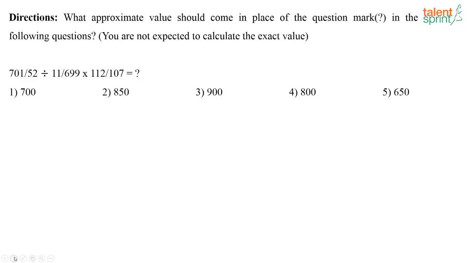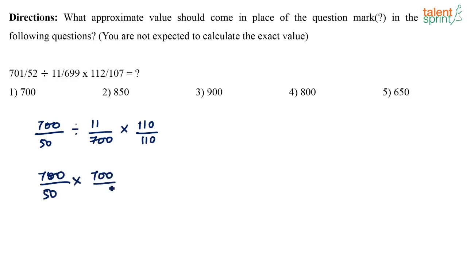Next one. 701 divided by 52 divided by 11 by 69 into 112 divided by 107 is equal to question mark. So here how will you solve this? Again, let's take approximate values here. You have 700 divided by 50 divided by 11. Okay, 11, let us take it as 11 itself. Divided by 699, take it as 700 into 112 divided by 107. Let's take it as 110 by 110. Or this will be 700 divided by 50 into 700 divided by 11 into 110 by 110.